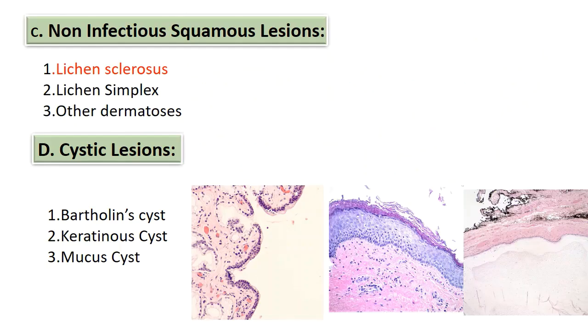Before coming to the non-infectious squamous lesions, I'd like to discuss the cystic lesions briefly. What are the cysts that you can encounter in vulva? They are mainly the Bartholin cysts lined by either stratified squamous or transitional epithelium. The keratinous cyst is lined by stratified squamous epithelium having a prominent granular cell layer and containing flecks of keratin in the lumen, followed by the mucous cyst, which is lined by a single layer of bland-looking mucin-secreting columnar epithelium.